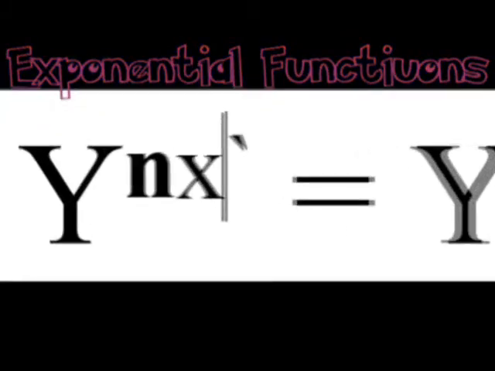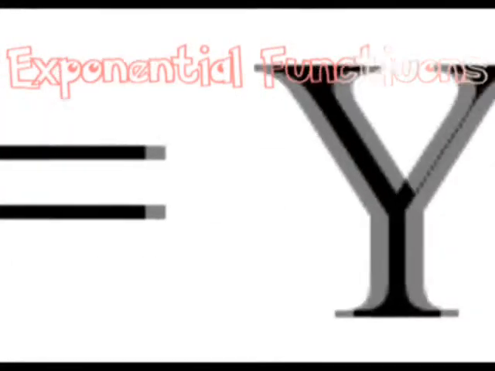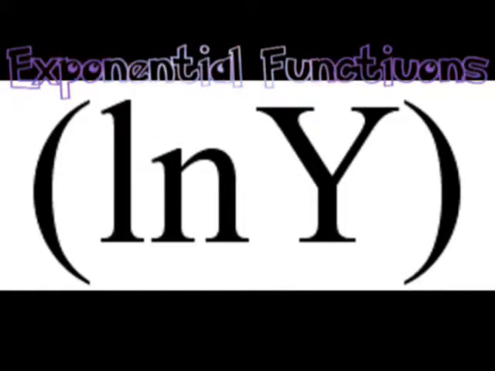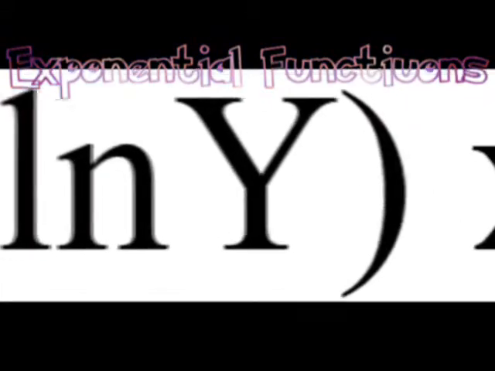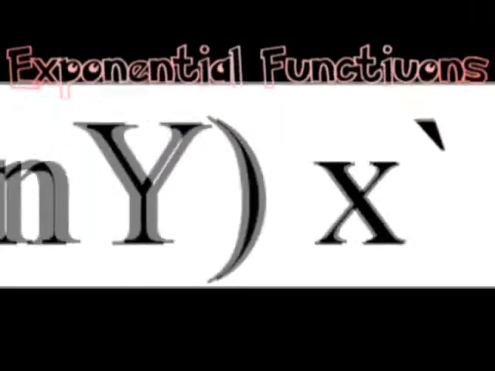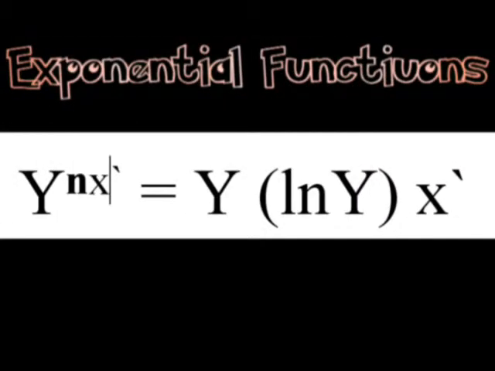To find the derivative of an exponential function, you take the original function, multiply it by the natural logarithm of the original function, and then multiply that by the derivative of the exponent.